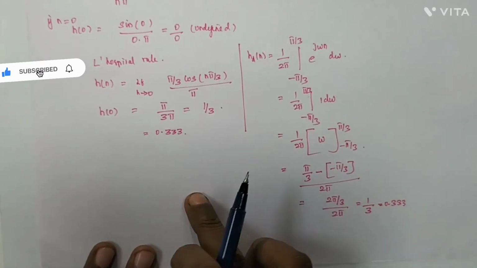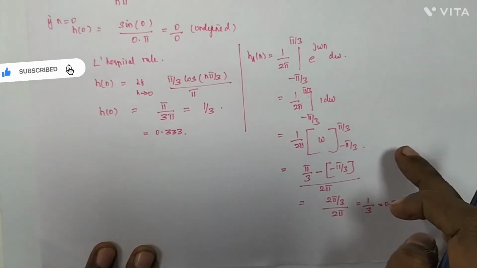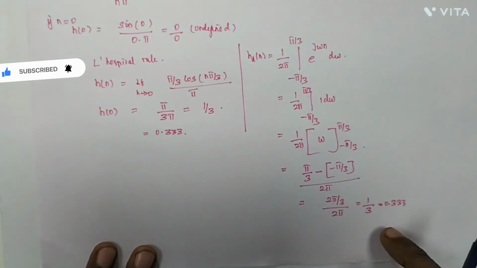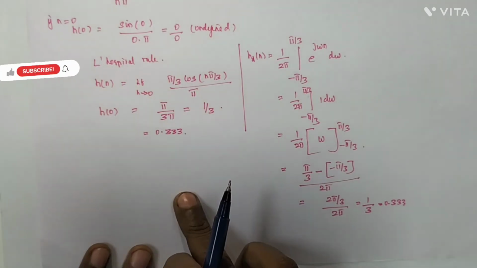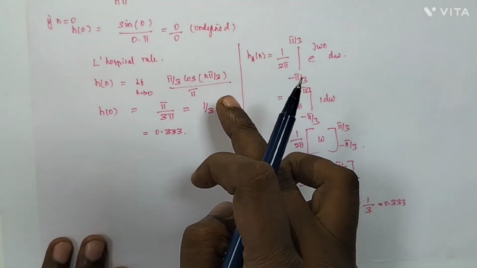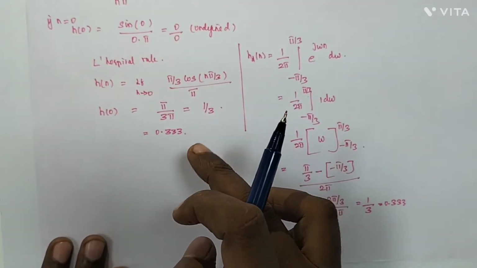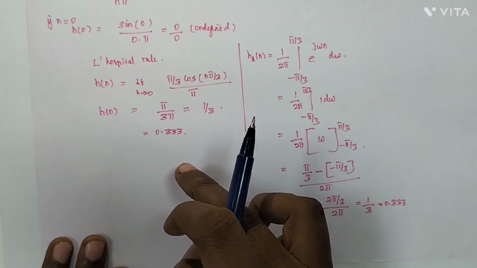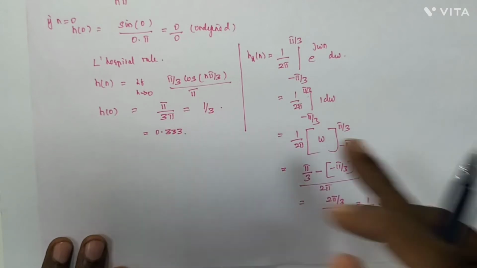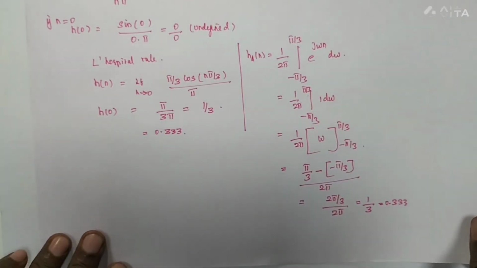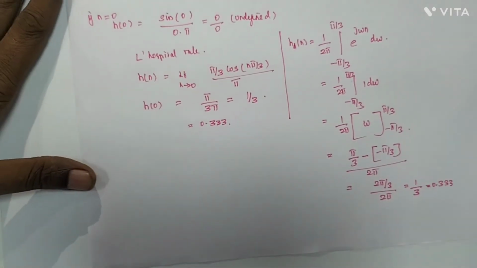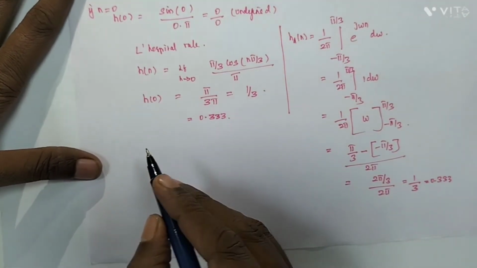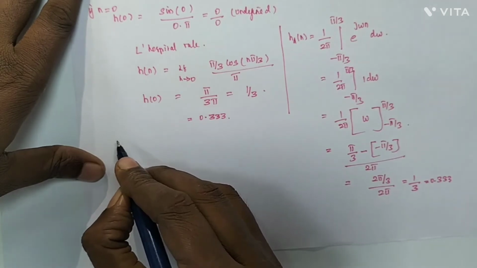Either you can follow the L'Hospital rule or you can directly apply 0 to that desired response value. In that you can find the hd of n value. In L'Hospital rule, you have to differentiate both numerator and denominator separately and apply the limit n is equal to 0. So for that you have to find h of 0. Next you have to find h of 1.